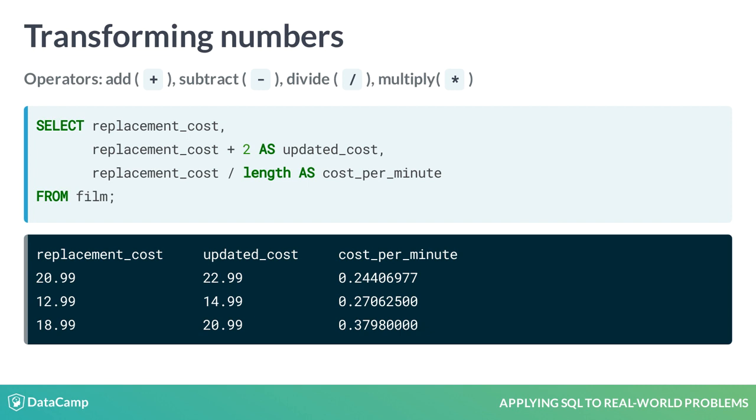We can also use operators with multiple columns. For the second transformation, the cost per minute column is calculated by dividing the replacement cost by length.